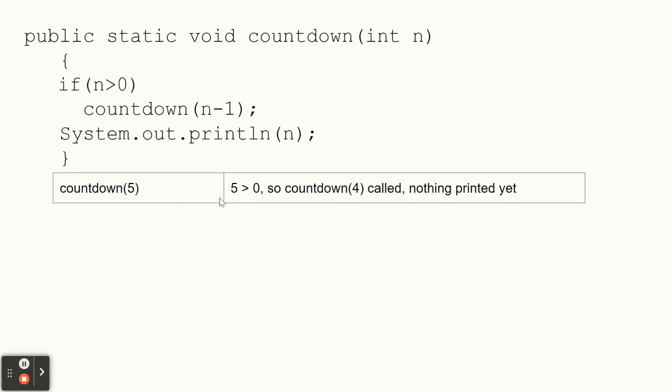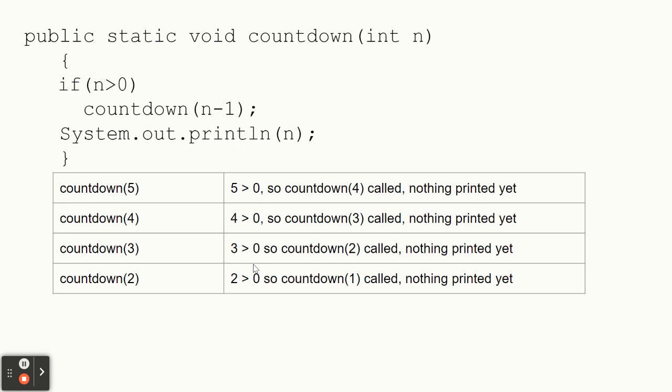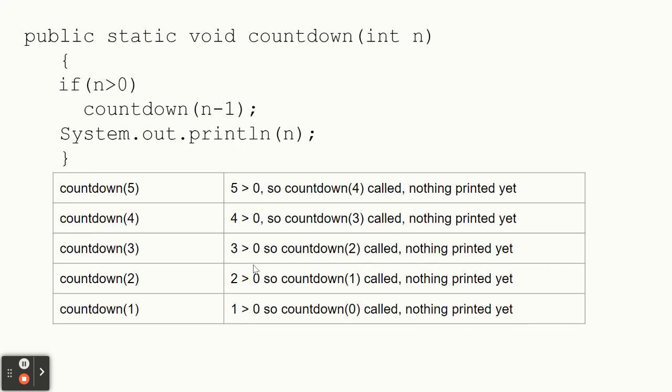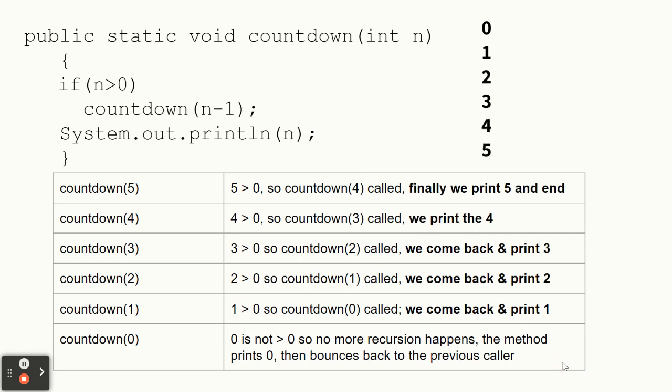We call countdown 5. 5 is greater than 0, so we call countdown 4. Nothing's printed yet. And we call countdown 3, countdown 2, countdown 1, and then countdown 0. Now, because 0 is not greater than 0, there's no more recursion, and then the printing is going to start, but it's going to go backwards from the most recent to the first. So then it prints out a 0, and then a 1, and a 2, and a 3, and a 4, and a 5.